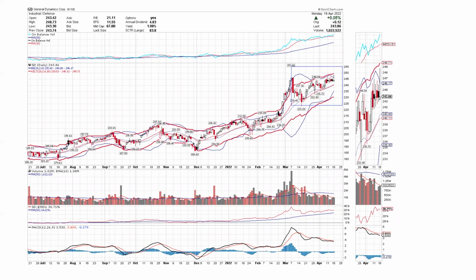Here's one from the defense sector. General Dynamics, been an interesting industry group for some period of time. Climactic event, 253.66, down all the way to 223, 30-point spread there, forming a horizontal range after a long period of consolidation. What do you see there, Professor?